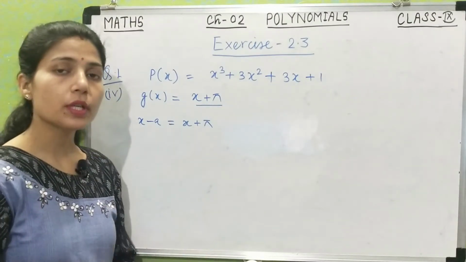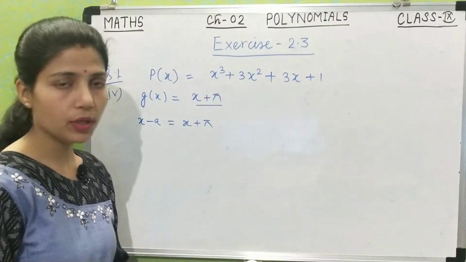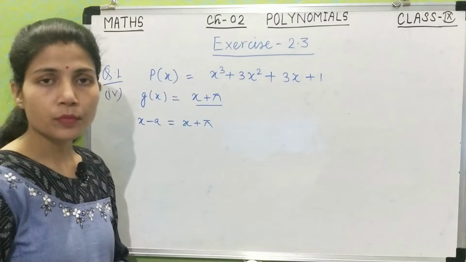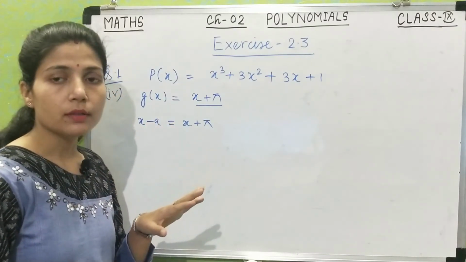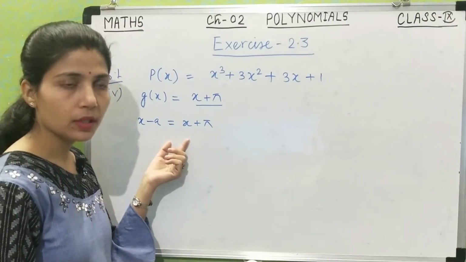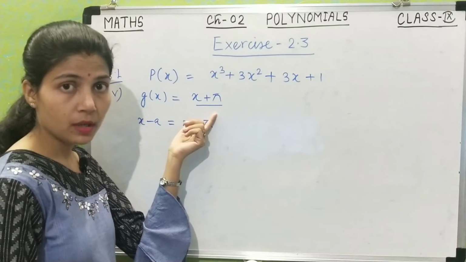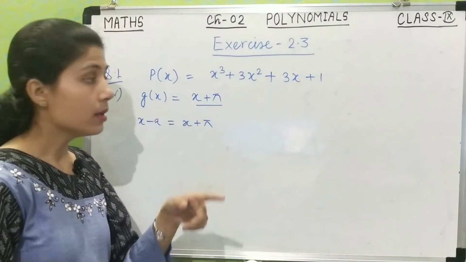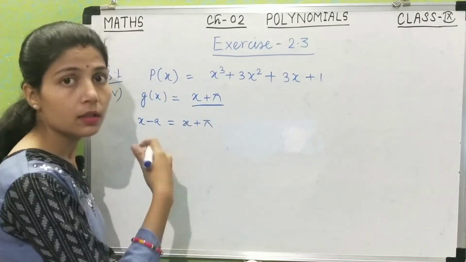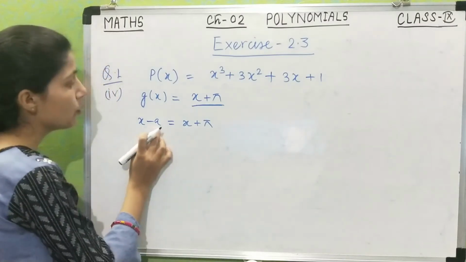If we want to use the remainder theorem, the statement is: if a polynomial has degree greater than or equal to 1 and a is any real number, then if you divide this polynomial by the linear polynomial x minus a, the remainder will be P(a). It means the dividend is this polynomial and the divisor is x minus a. Then only the remainder will be P(a). Now here the divisor is x plus 5, so that should be equal to x minus a. That is why we are equating these two, because we have to find the value of a.